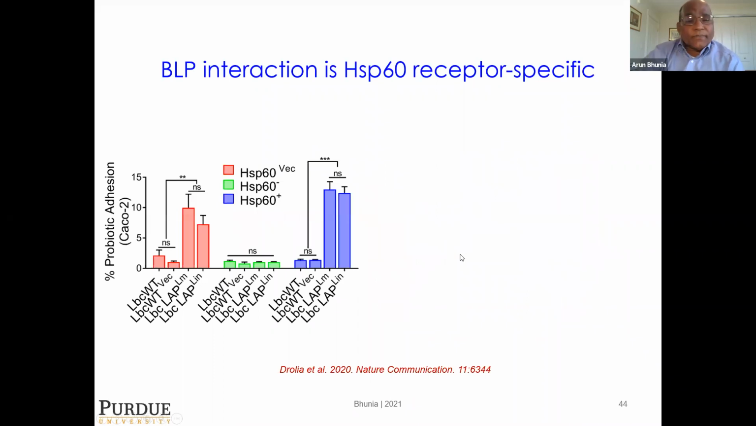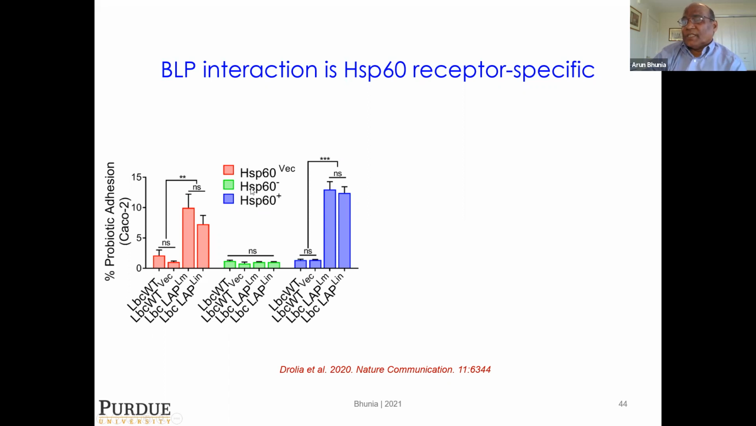And is it HSP60 receptor specific? For that, we used an HSP60 knockout strain, actually knocked down, I would not say knockout. We had Caco-2 cells with the shRNA, where we suppressed the HSP60 expression. Actually, my former student, Christine, did that work. We used that cell line to show if these bioengineered probiotics interact with the HSP60.